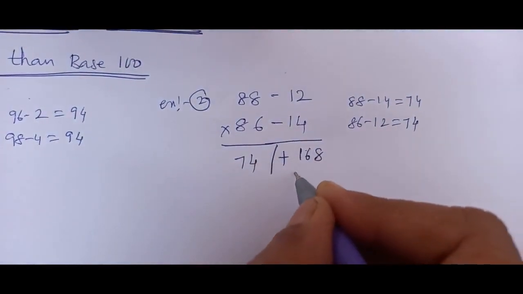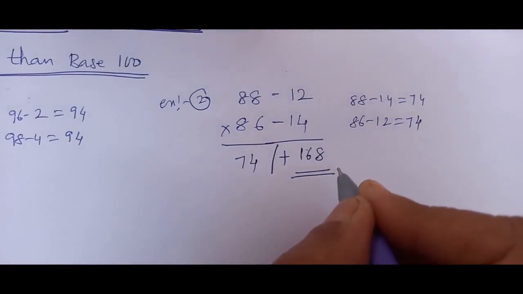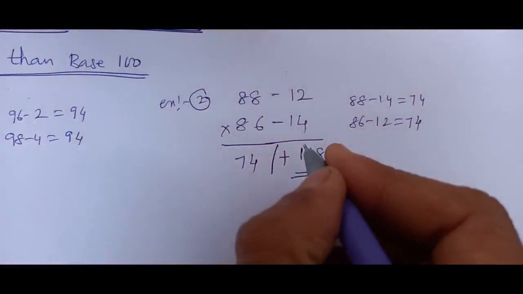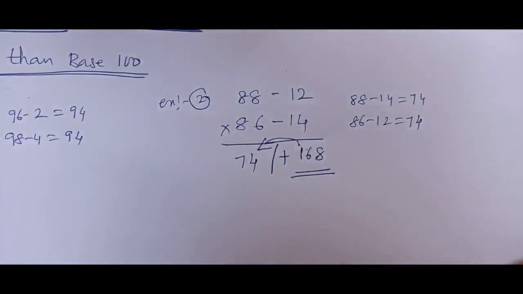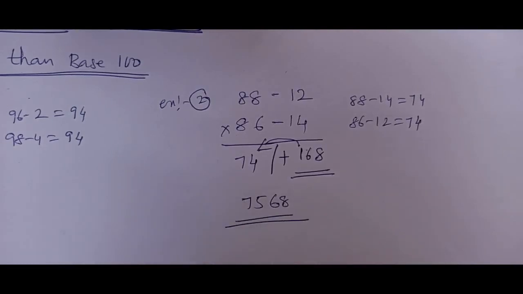See here, we got the right hand side part in 3 digits. But here base is 100, no? So we need to take only 2 digits. So this one should carry over this side. So the answer is 7568. Do you understand?